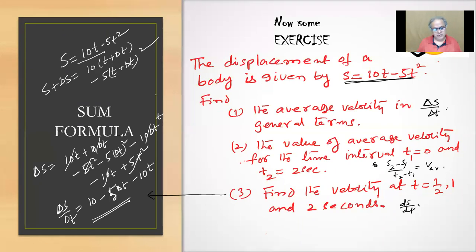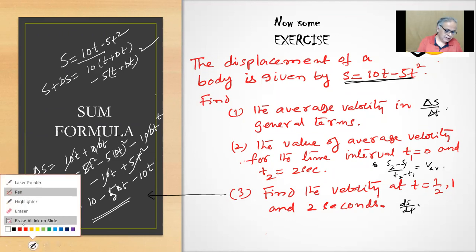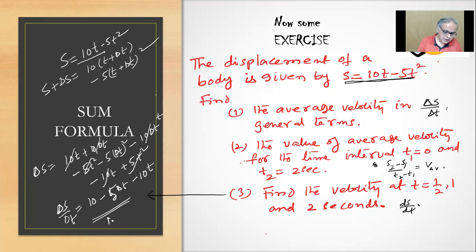Hari Prasad, tell me, do you follow that? Now, delta S by delta t for the interval 0 and 2. Directly, I can do this. If you can apply this formula, I'll show you both. So delta S by delta t between 0 and 2: t will be 0, delta t will be 2.